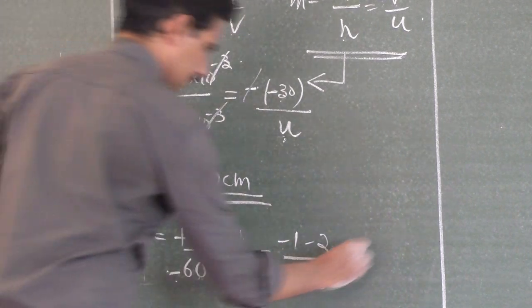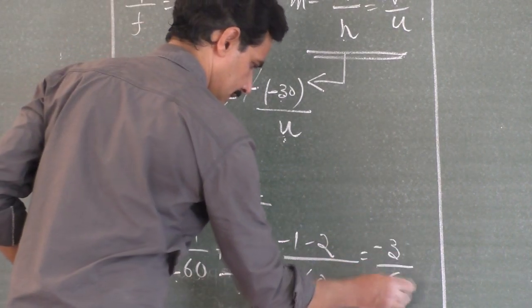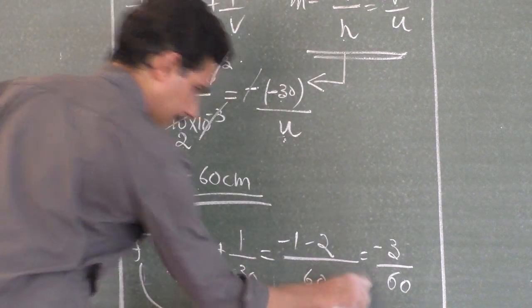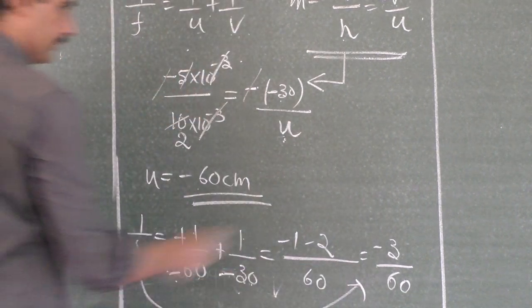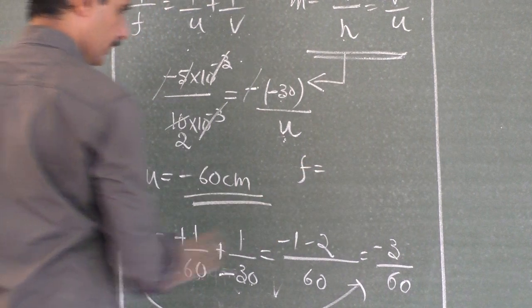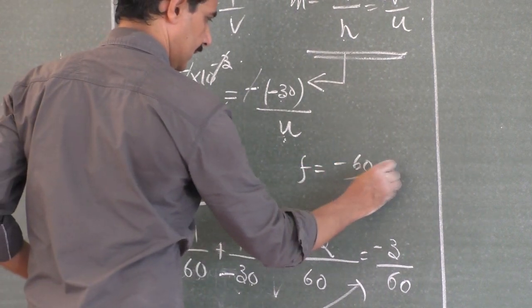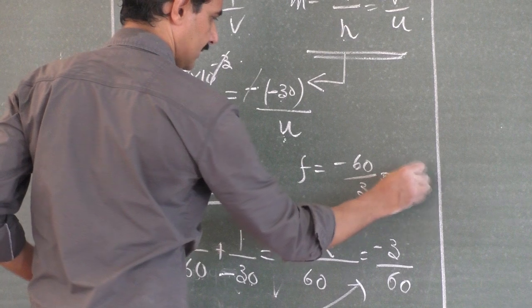So what is the answer? This is minus 3 by 60. This is 1 by f, remember. So f is equal to minus 60 by 3, that is equal to minus 20 centimeter.